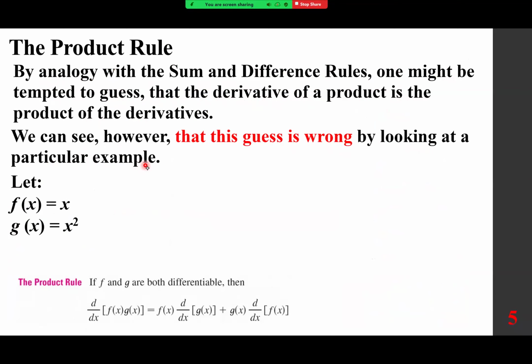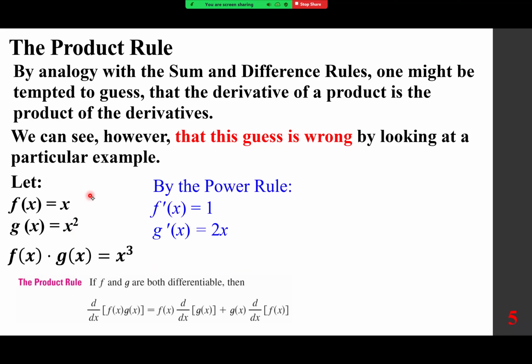A simple example, if f of x is x, f prime is 1. If g of x is x squared, g prime is 2x. The product of these two is x cubed. As you know, the derivative of that is 3x squared. Very straightforward. However, if we want to go with f prime g prime, we multiply these two, we get 2x, which is not correct. So as you can see, the derivative of fg, we ended up with 3x squared in this example, is not equal to f prime g prime. So that's why the analogy fails.